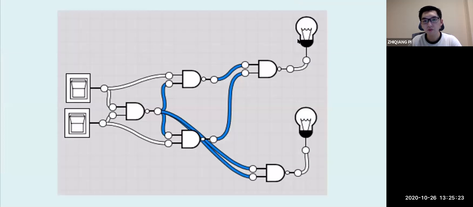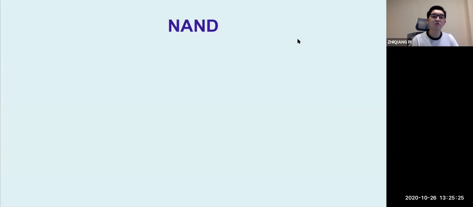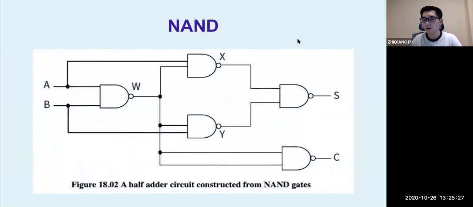Now, I would encourage you to try to construct a full adder and a half adder using only the NAND gate. As an exercise, it's going to be difficult, but I believe that you can figure it out.